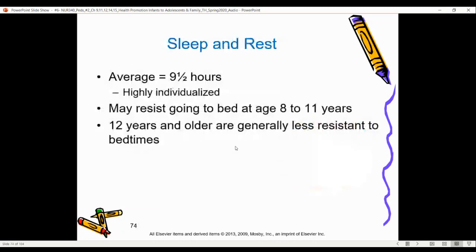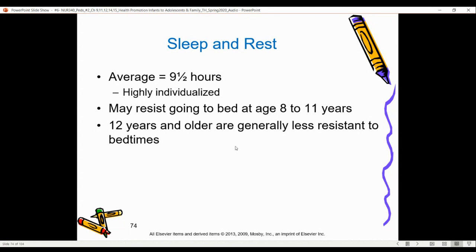Sleep and rest. So the average at this age is 9.5 hours. This is the textbook answer on this one, 9.5 hours for your school age group. It depends on whether they're early school age or late school age. If they're in puberty, they need more sleep because that's when they grow. So it depends on whether they're in puberty or not. And it's individualized for each kid. Some kids do okay with 8 hours of sleep. Some kids need 10 hours of sleep during this phase.